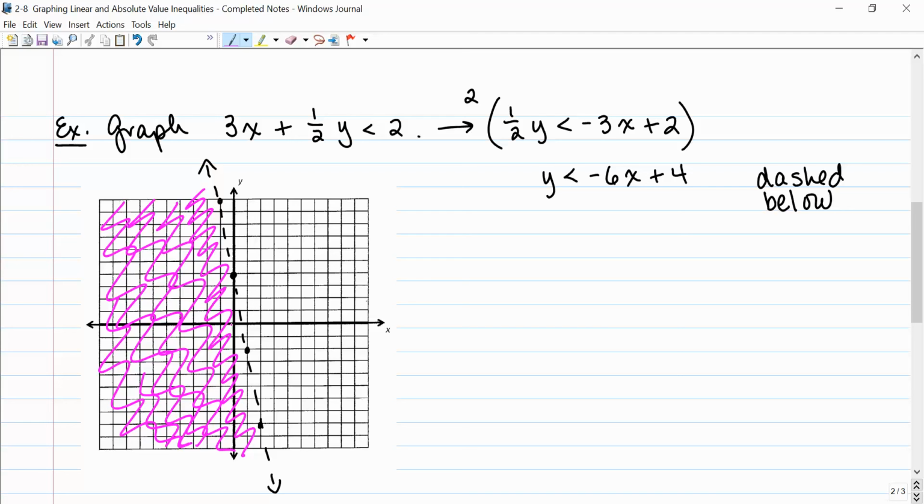Let's just try one for fun here. Let's try 0, 0. So when I plug in 0 for x and 0 for y, I'm going to get a positive 4 on the right-hand side and a 0 over here. So that is true. 0 is indeed less than a positive 4. If I were to choose the point, let's say 1, 1, over on the unshaded side and plug that in, that's going to give me a negative 2 on the right and a 1 on the left, and 1 is not less than negative 2, so that makes sense that the right-hand side is not shaded.